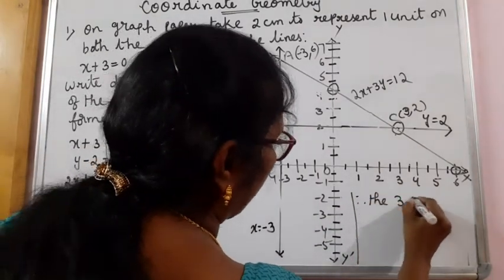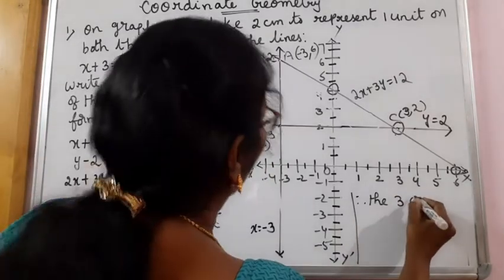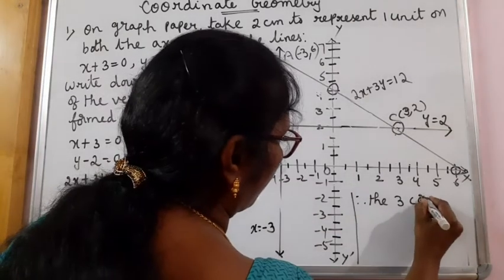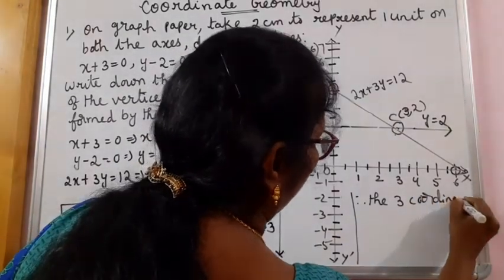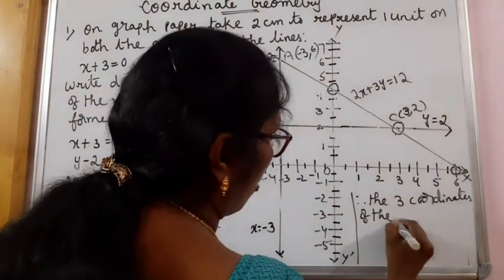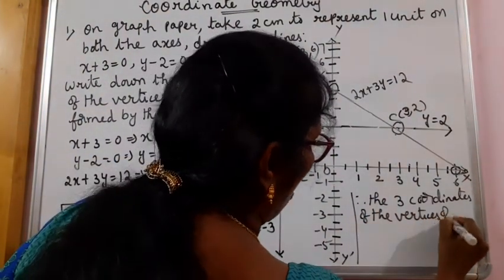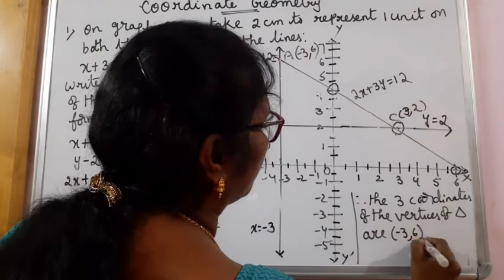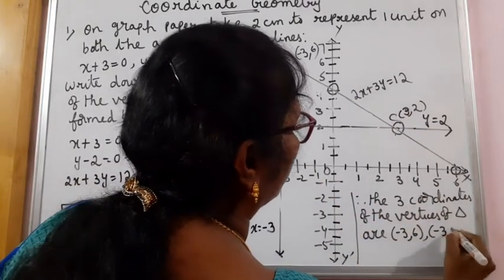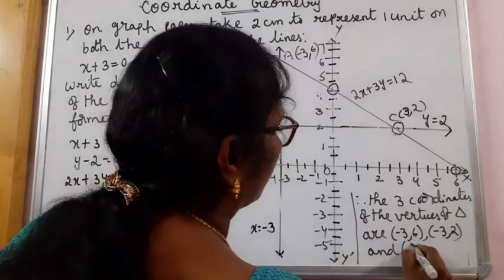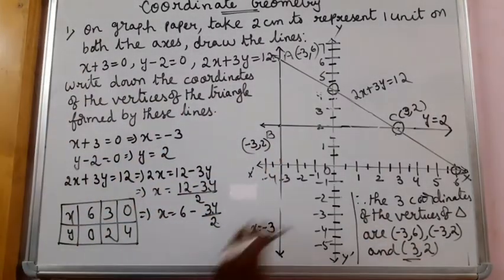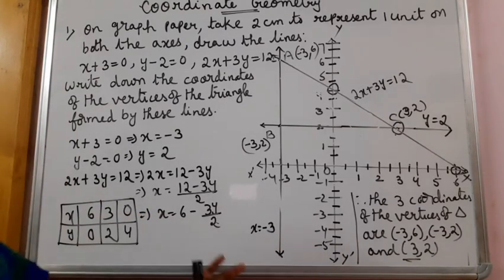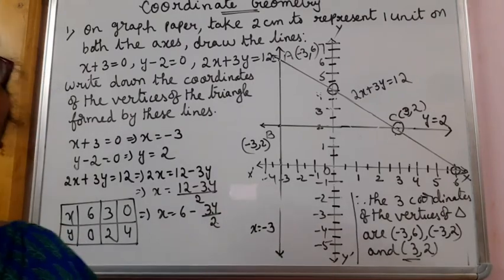Therefore, the coordinates of the vertices of the triangle are -3, 6, the other one is -3, 2, and 3, 2. So here no space I have written here. Well, you can write on the ruled paper or the space provided. I hope this is clear to you. Thank you.